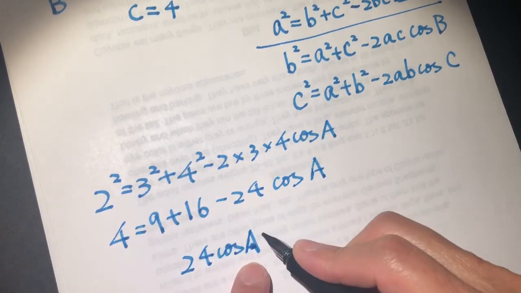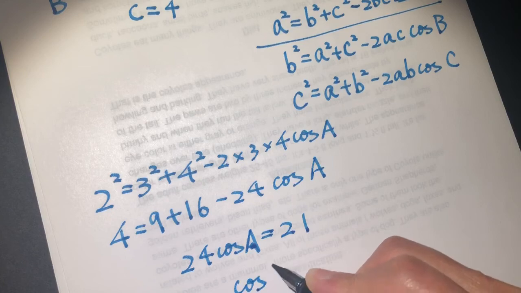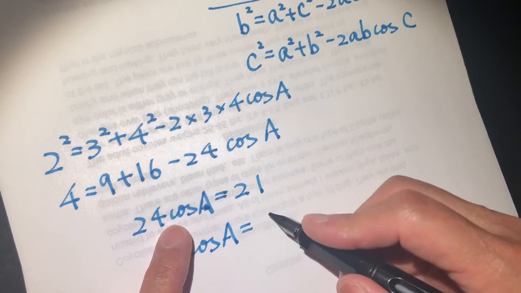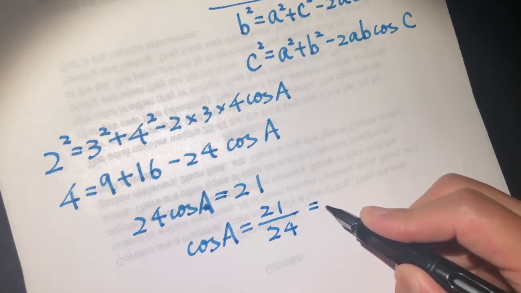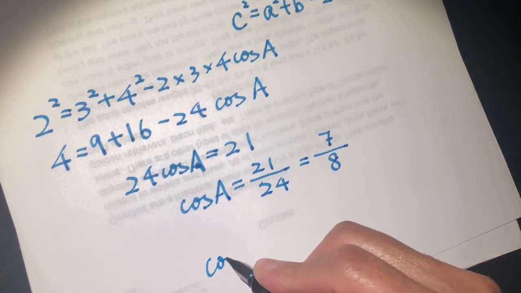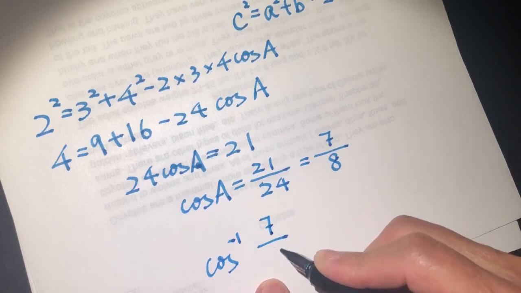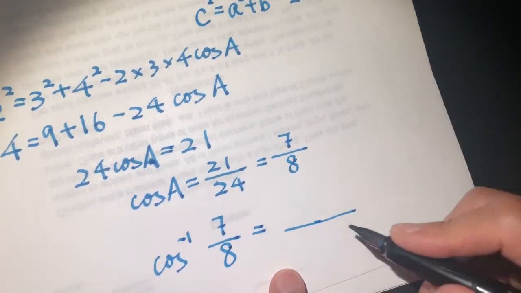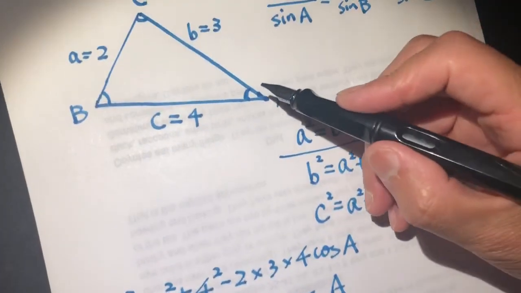Move this to this side, equal to 21. So cosine A equal to 21 over 24, which is 7/8. So the angle A is cosine inverse of 7/8, you get a number. That number is either a degree or radian of A.